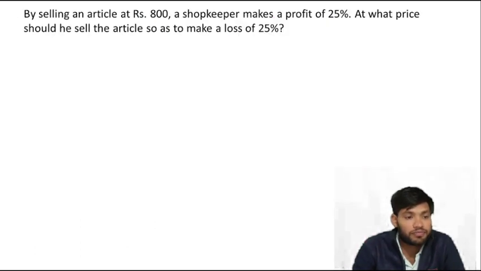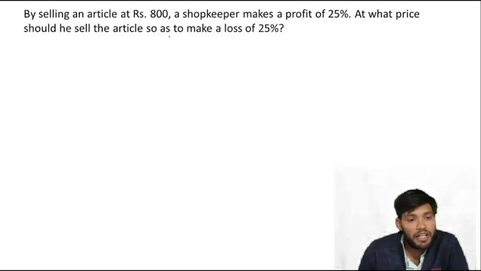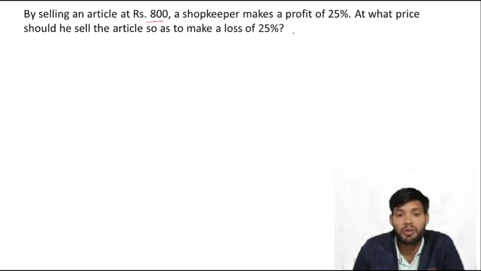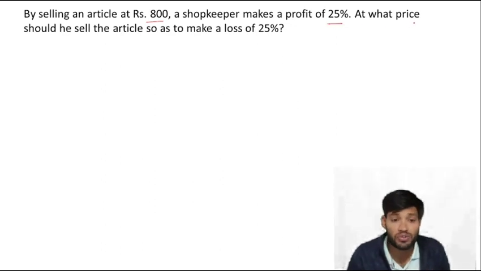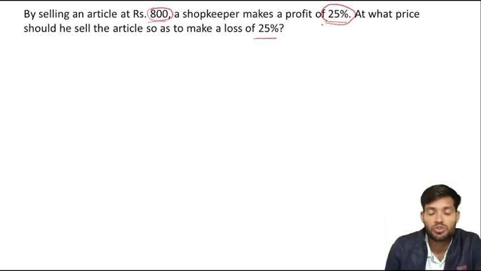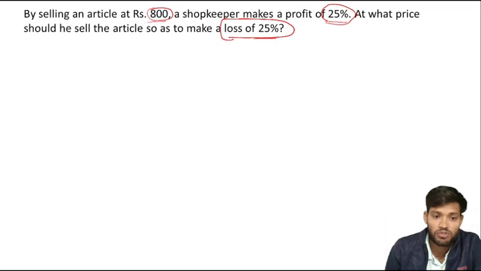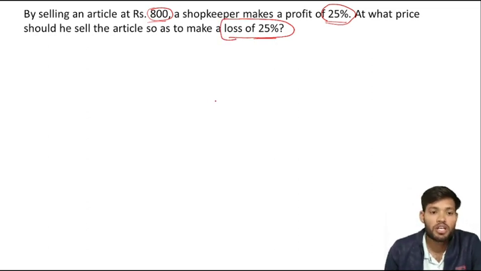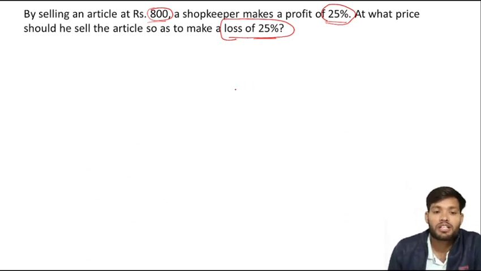Now next question. By selling an article at rupees 800, a shopkeeper makes a profit of 25%. At what price should he sell the article so as to make a loss of 25%? There is no given CP, so we have to calculate firstly the CP. Then another case is the loss of 25% case. In case of loss, we have to calculate the SP. So first we have to calculate CP and then the SP in case of a loss of 25%.